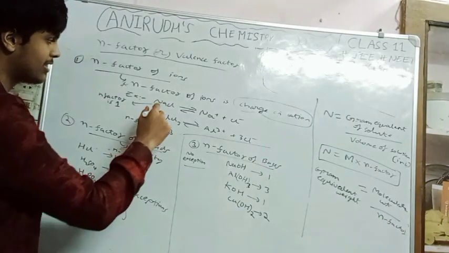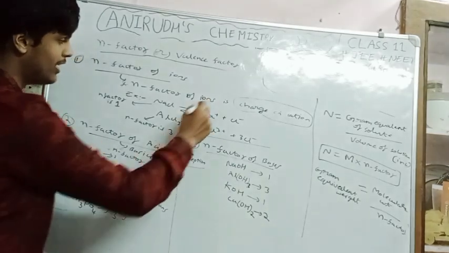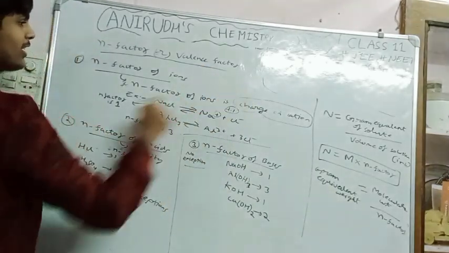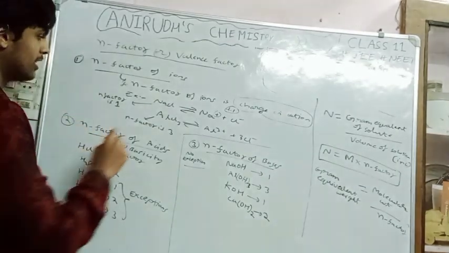You might have heard this previously. NaCl can be written as Na+ and Cl-. So what is the charge on the cation? Plus means plus 1. Plus 1 is the charge on the cation. So the n factor of NaCl is 1.